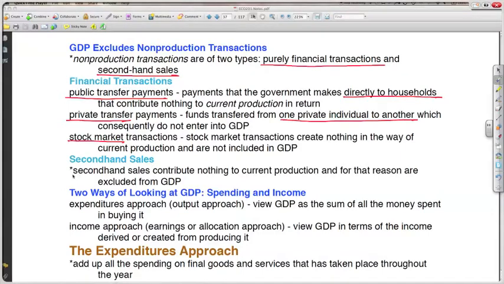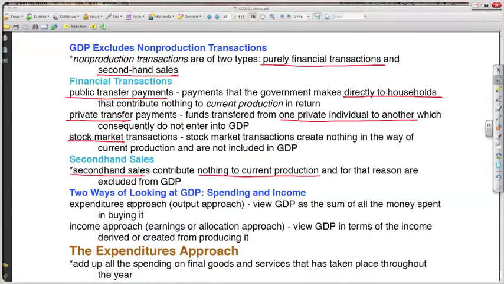And secondhand sales do not contribute to current production because the good has already been produced. When you buy a used car, that car isn't being reproduced again. It's already there. You're just buying it from somebody else. So that's why we exclude secondhand sales from our GDP.